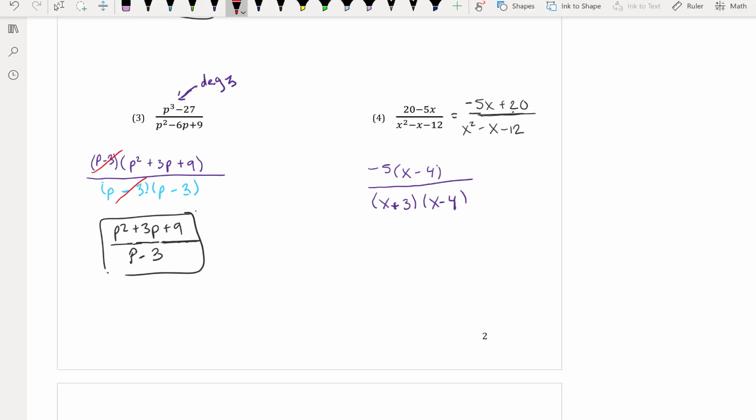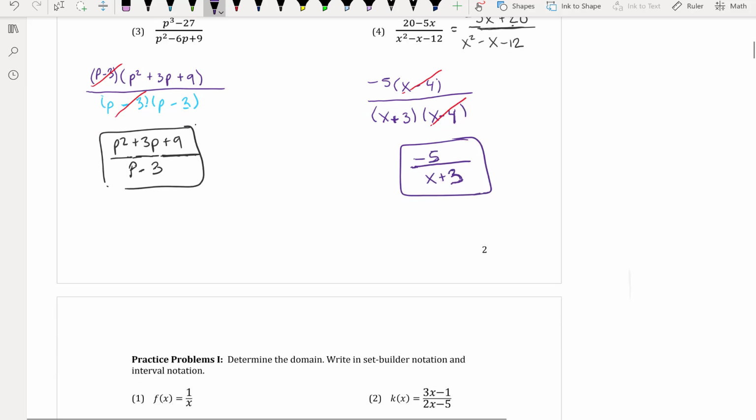And do I have any factors that are going to cancel? I do. The x minus 4 and the x minus 4 cancel out. So my final answer is a negative 5 up on top, and down at the bottom, I have my x plus 3. Okay. And so that's my final answer. So you always factor, cancel like terms, and then simplify your final answer.